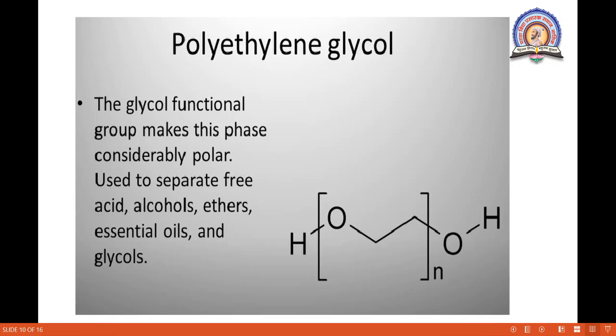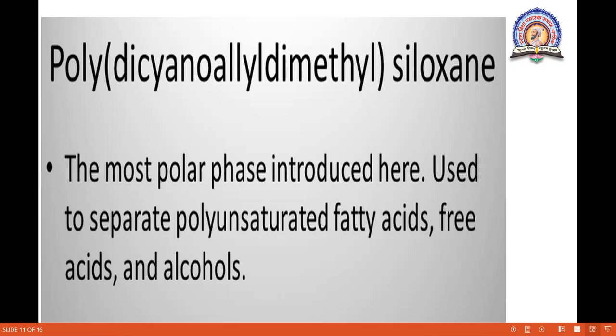Here the first one is polyethylene glycol. The ethylene glycol functional group makes this phase considerably polar. If we use this type of stationary phase, it is a polar stationary phase, and such phases are used to separate free acids, alcohols, ethers, essential oils and glycols. Okay. Then the second one is polysiloxane. It is also a highly polar phase introduced here, used to separate polyunsaturated fatty acids, free acids and alcohols.